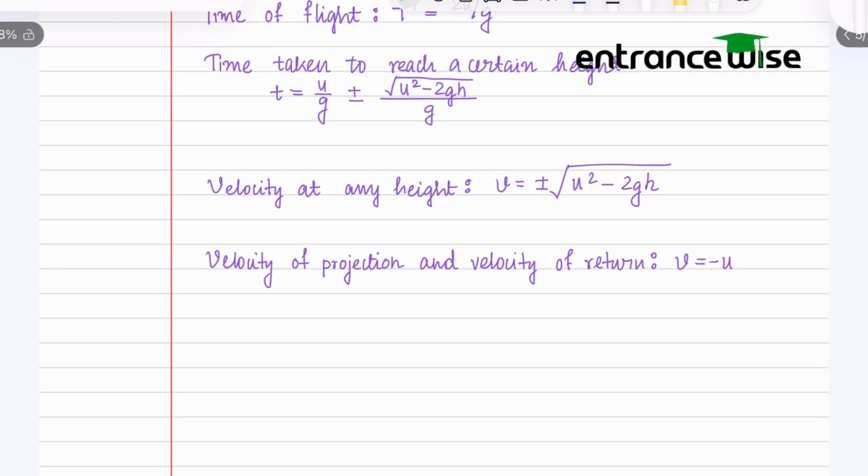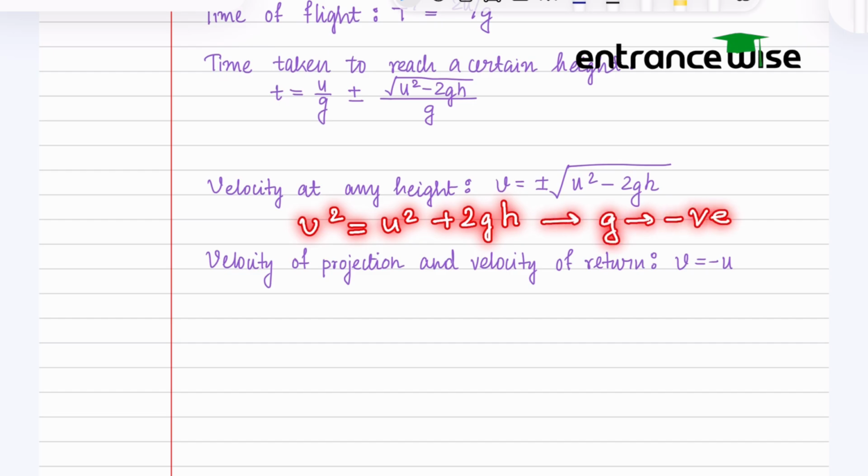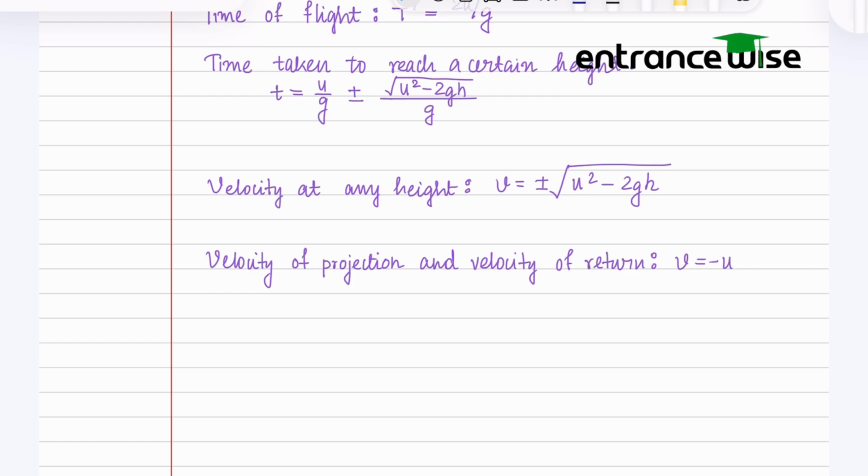Now let's discuss about velocity at any height. To find the velocity v at a certain height, we first of all use the formula v square equal to u square plus 2gh. Here g is negative, so we can write it as v square equal to u square minus 2gh. From here we will get this one.